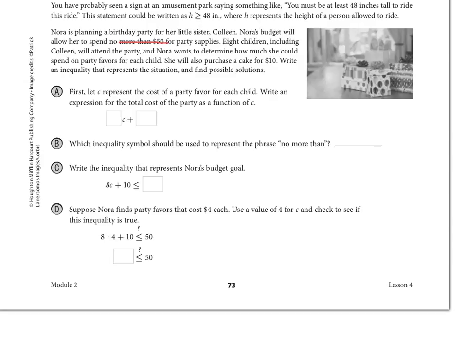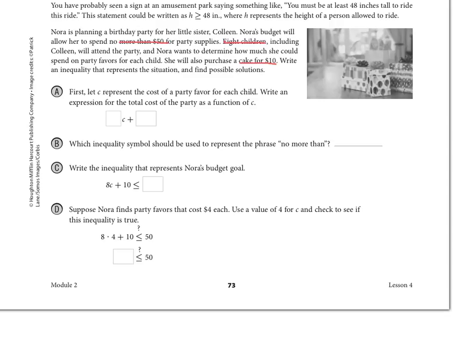8 children, there's another important piece of information. 8 children, including Colleen, will attend the party, and Nora wants to determine how much she could spend on the party favors for each child. She will also purchase a cake. So the cake's going to cost us $10. Write an inequality that represents the situation, find possible solutions.